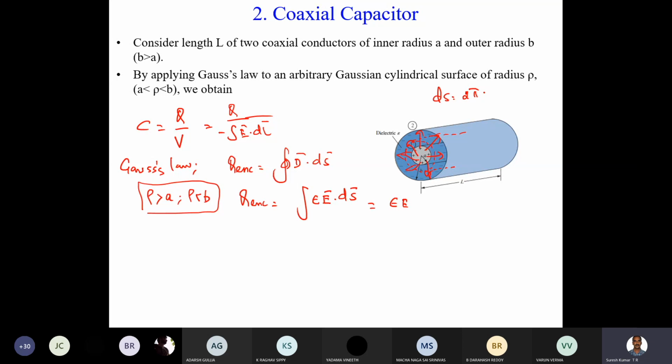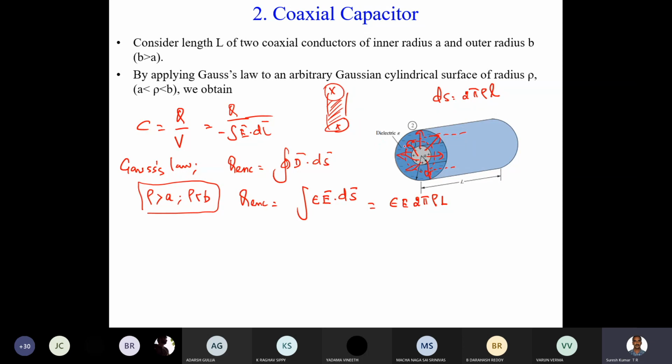2 pi rho, where rho is the radius, into L, where L is the length of the cylinder. Here we are calculating only the curved surface area. I will highlight here: this is a cylinder you are constructing. You are calculating only the surface area of the curved surface. You are not calculating the surface area of the top and bottom plates.